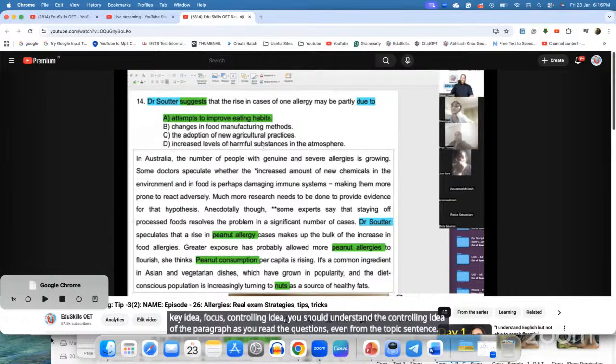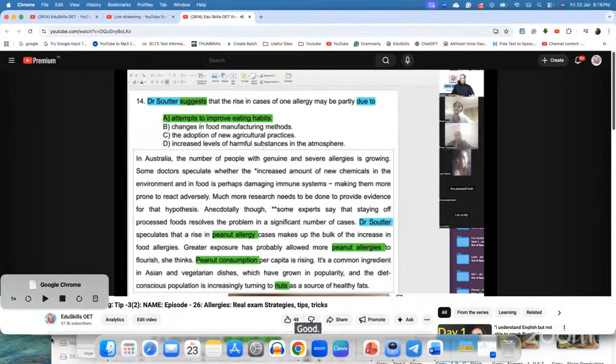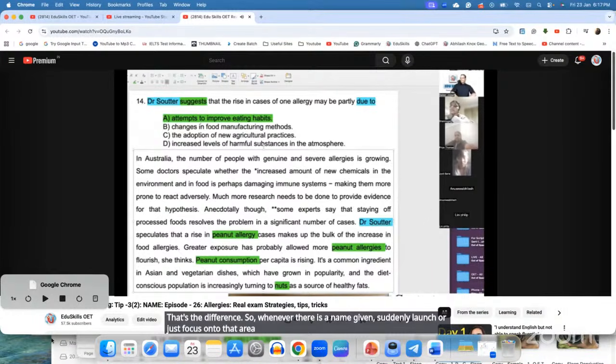Now, an increased level of harmful substance in the atmosphere. That is given here. Increased amount of new chemicals in the environment, but that is not the opinion of Dr. Suter. That's the difference. So whenever there is a name given, suddenly launch or just focus onto that area where you have the name. So there is no confusion. Don't worry about what others say. There are so many people.